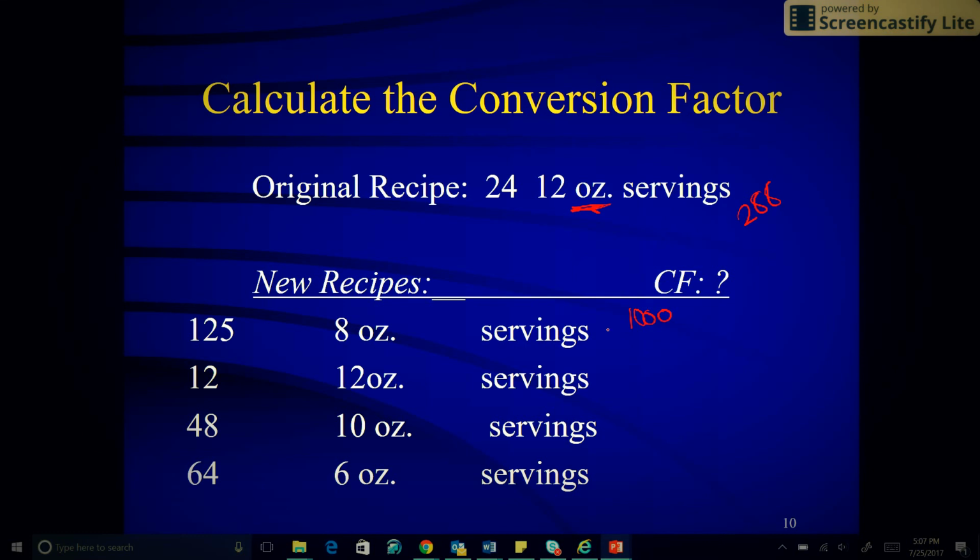So desired yield over original yield. Your conversion factor for this should be 3.47.